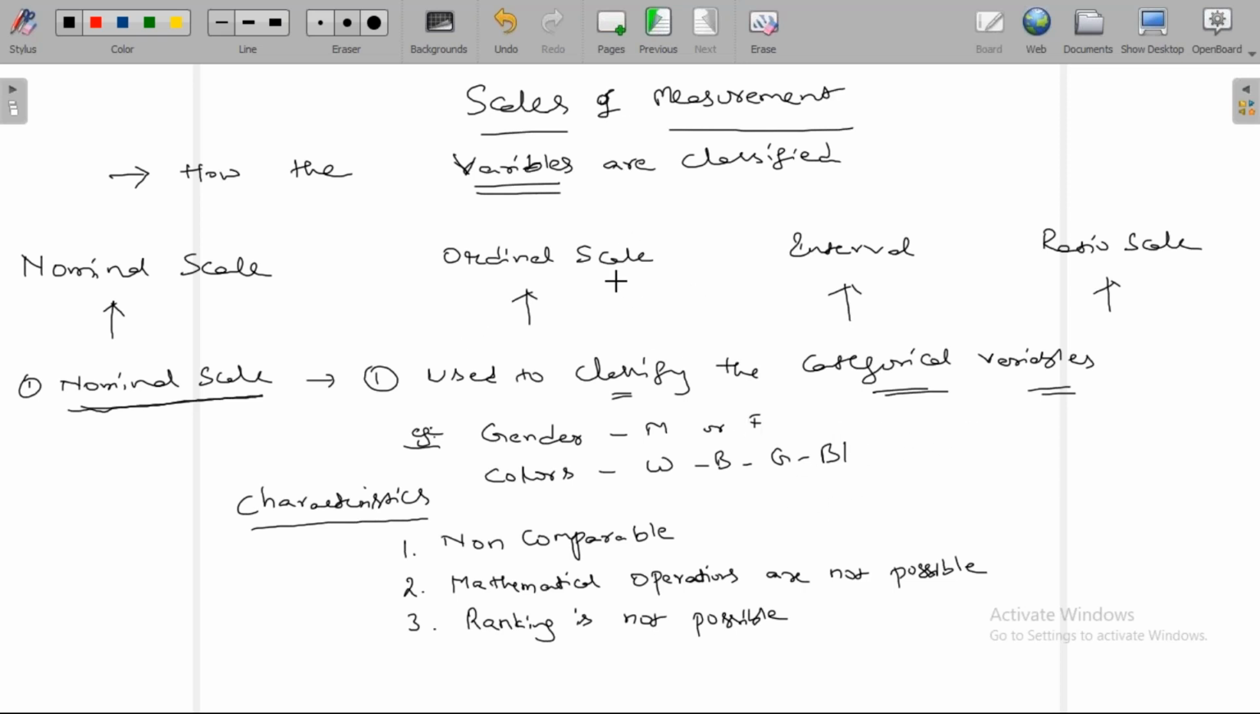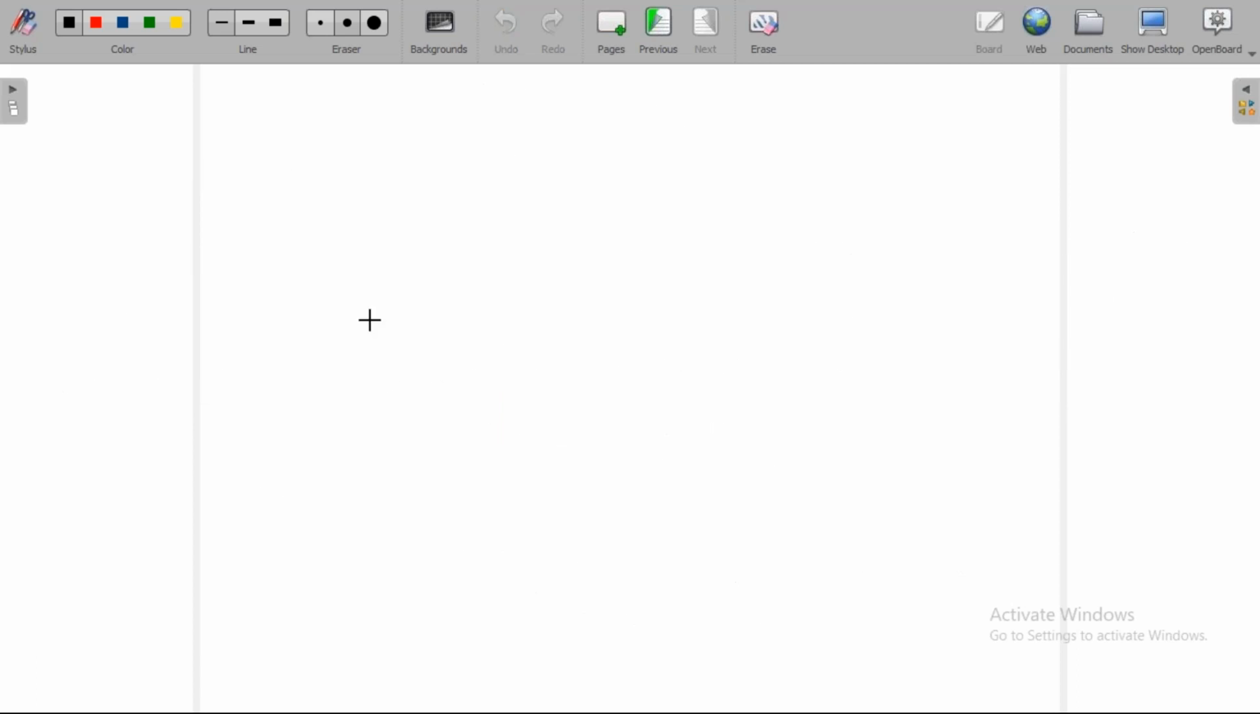So for now, in ordinal scale you will have the values that are nominal scale values. Now, nominal scale means you will have categorical values only, but those categorical values can be ranked. For example, grades. Grades are categorical only. Suppose A, B, C, D.